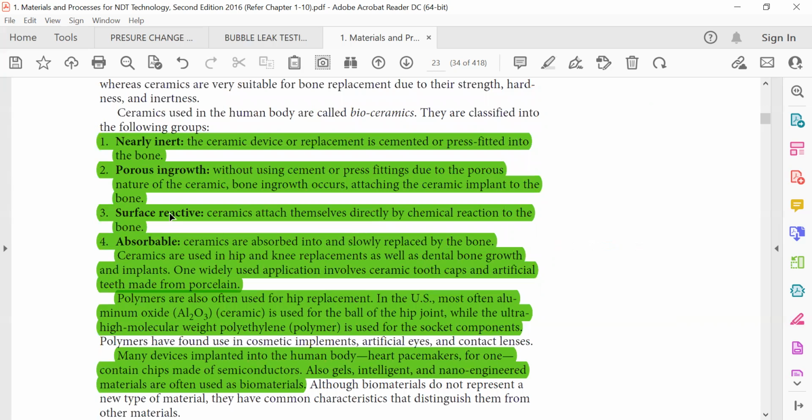Surface reactive: ceramics attach themselves directly to the bone by chemical reaction. Absorbable: ceramics are absorbed and slowly replaced by the bone. Ceramics are used for hip and knee replacements as well as dental bone growth and implants. One widely used application involves ceramic tooth caps and artificial teeth made from porcelain. Polymers are often used for hip replacement.